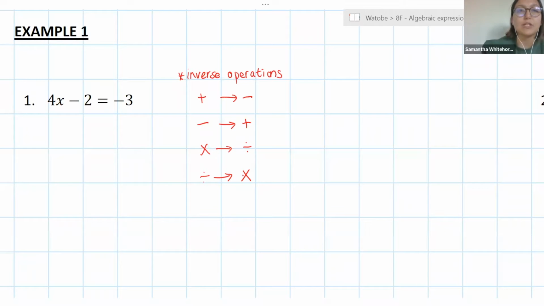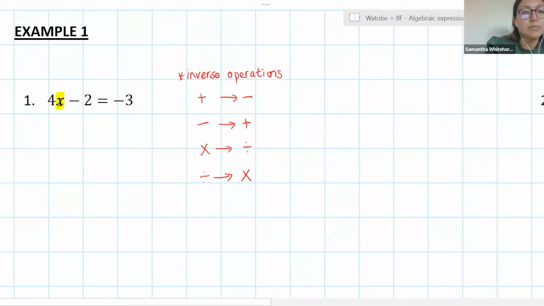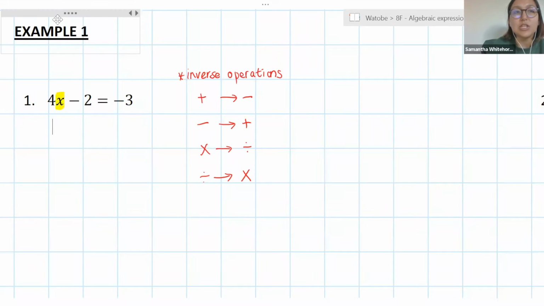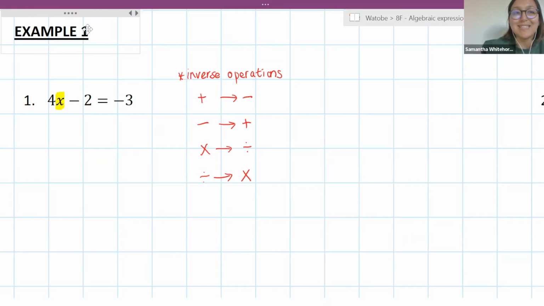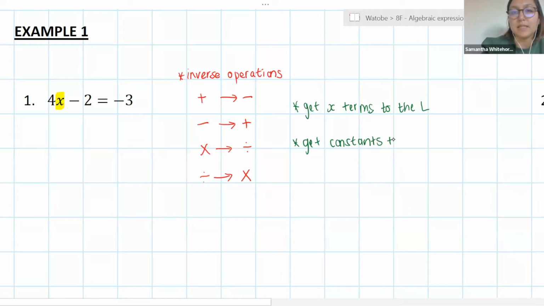Looking at my equation, sometimes I like to highlight the variable I'm trying to solve for. I'm trying to solve for this x, and essentially the goal when solving an equation is to get x alone. One of the things we've spoken about is getting all our x terms to the left, and then getting our constants, just the numbers, to the right. This helps us solve our equation.